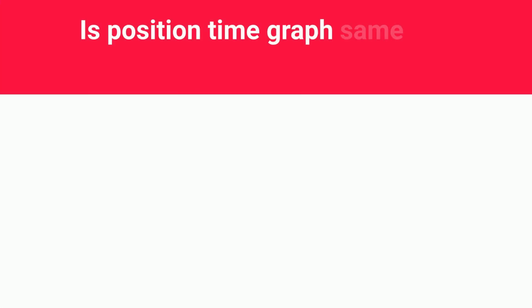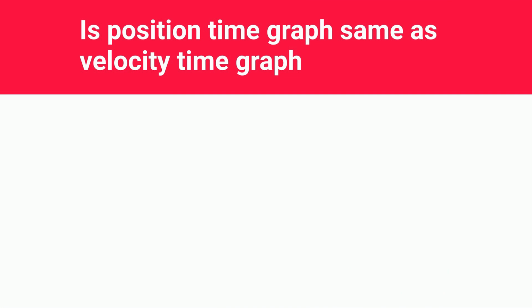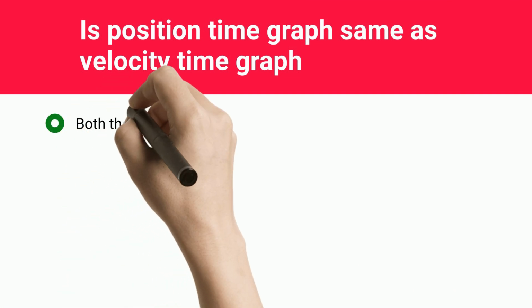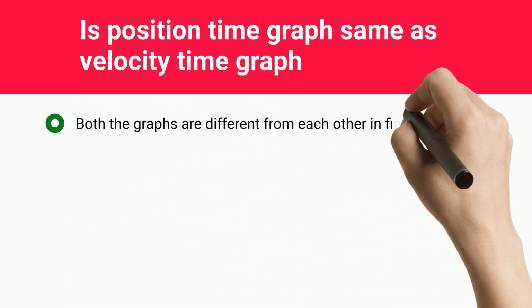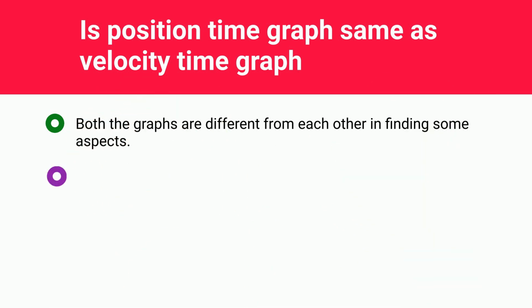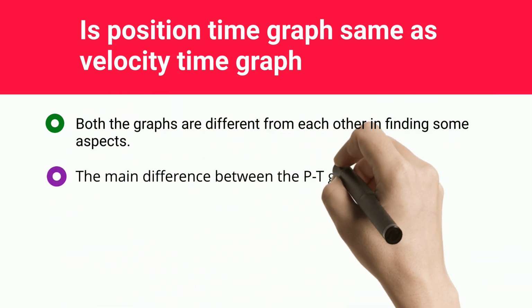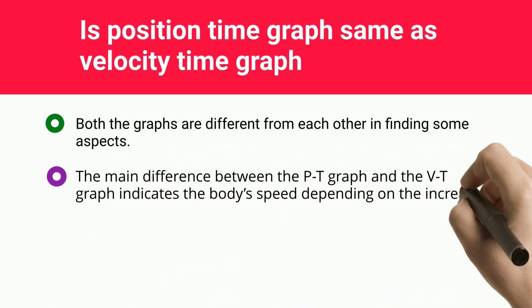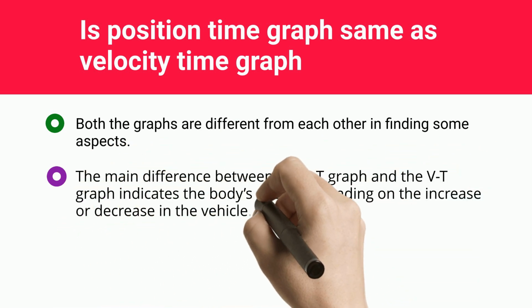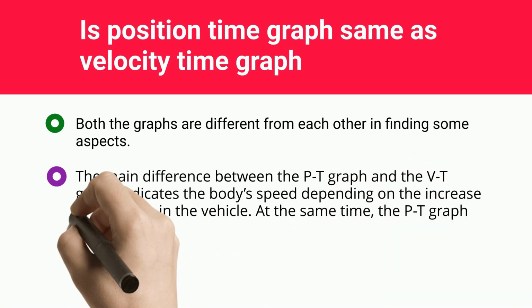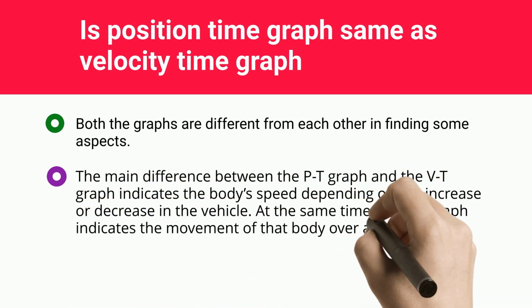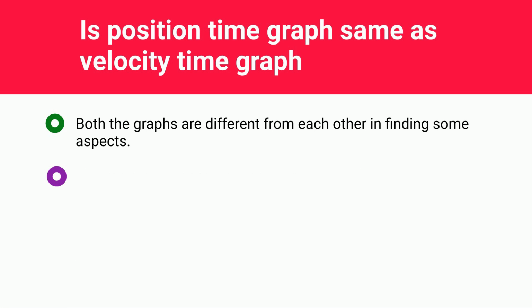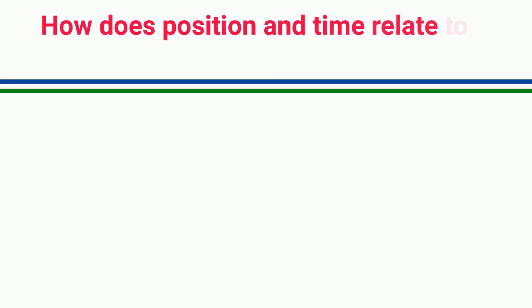Is a position time graph the same as a velocity time graph? Both the graphs are different from each other in some aspects. The main difference is that the VT graph indicates the body's speed depending on the increase or decrease in velocity, while the PT graph indicates the movement of that body over a certain period.